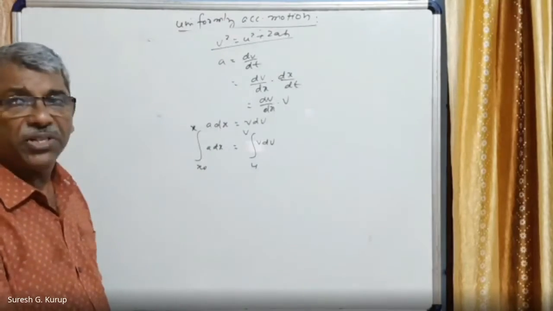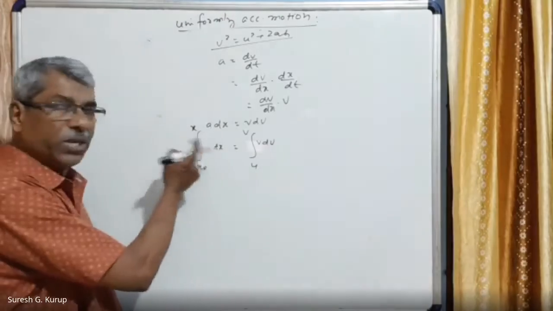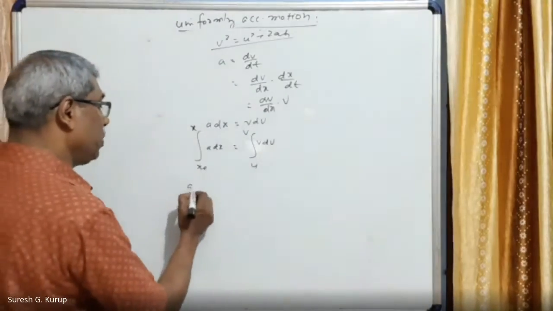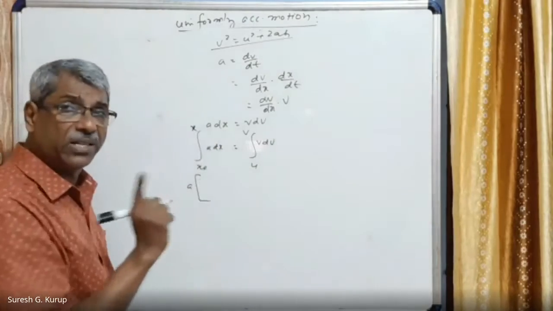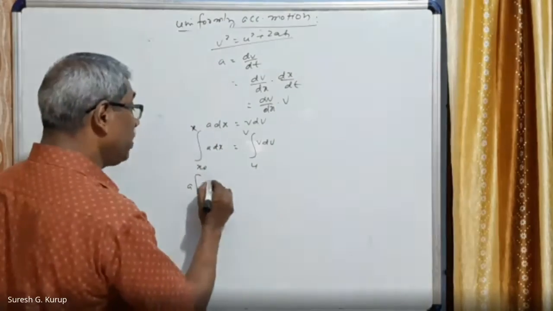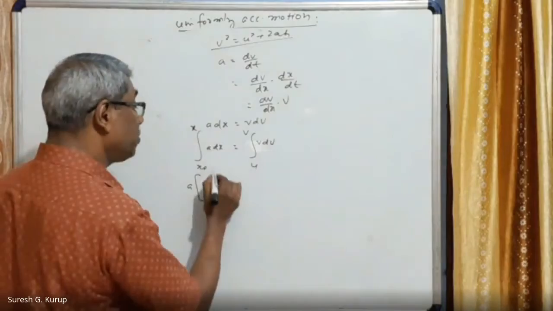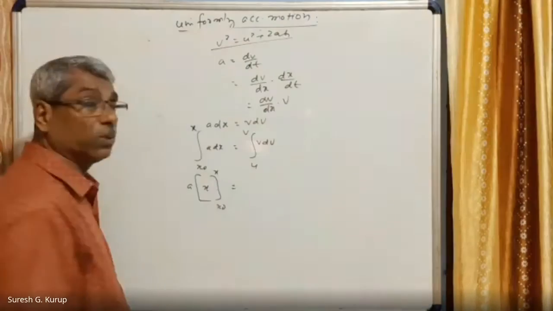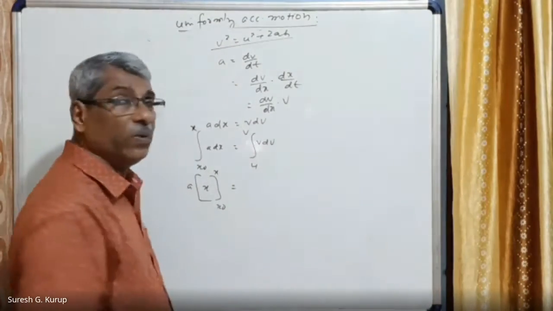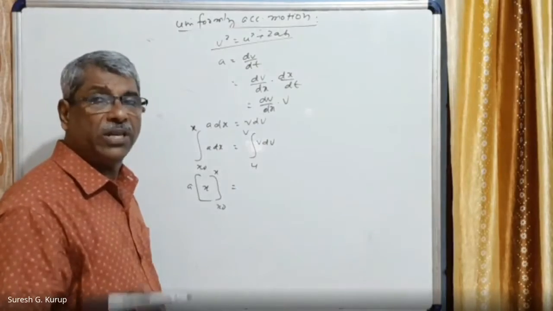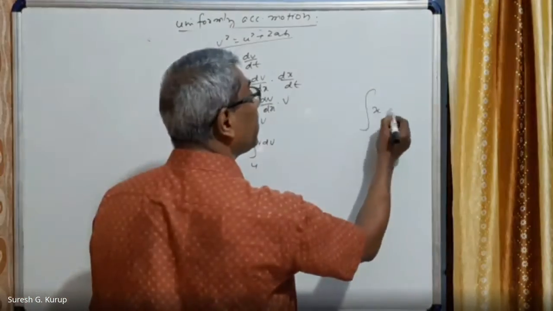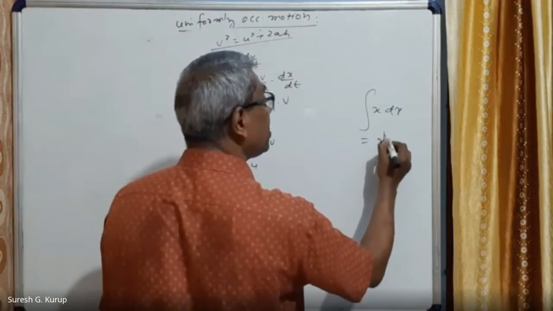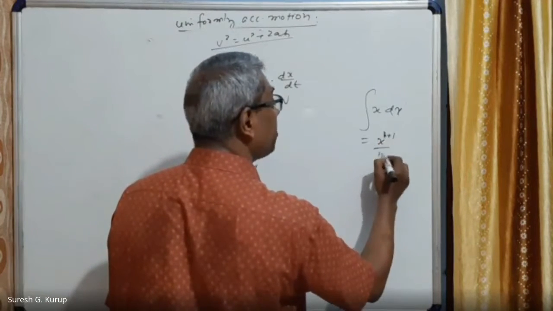So this is what is integration by limit. But acceleration is constant and can be taken outside. Therefore, this is equal to a into integral dx. Integral dx is x only, with limits x0 to x. That is equal to integral v dv. Integral x dx is equal to x raised to 1 plus 1, divided by 1 plus 1.